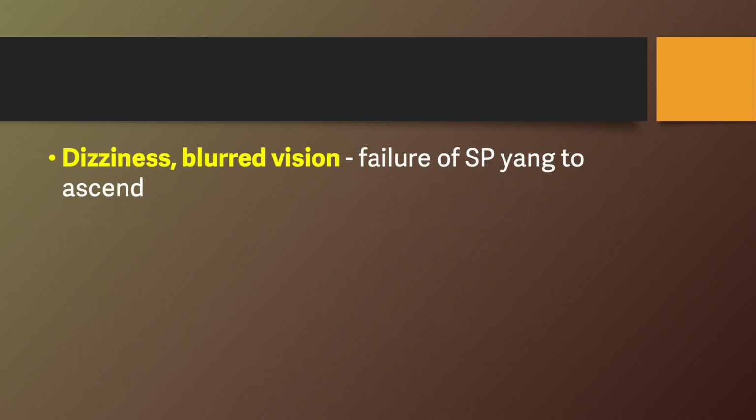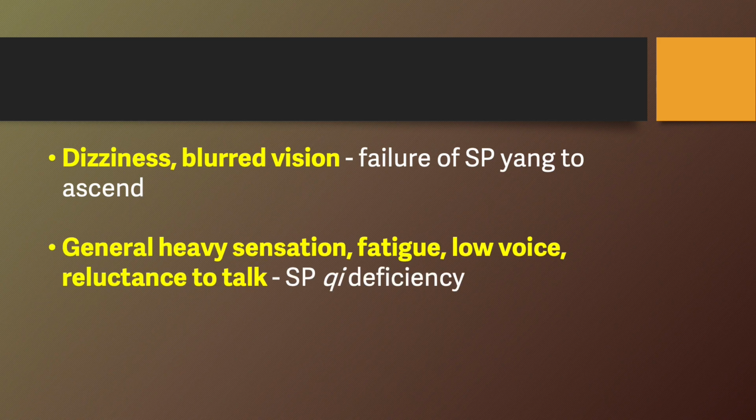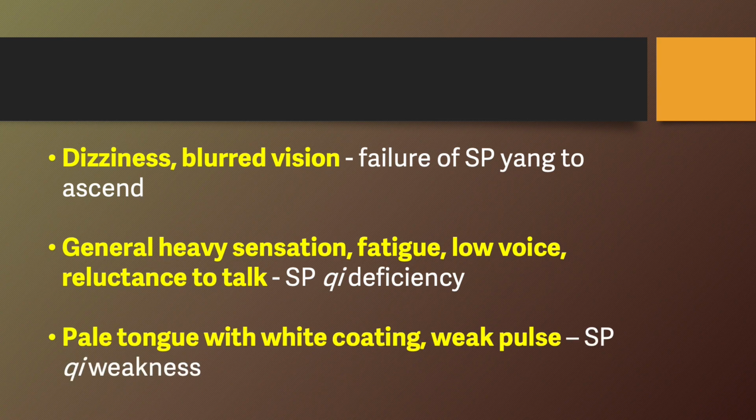Failure of spleen yang to ascend may cause dizziness and blurred vision. Spleen qi deficiency causes a general heavy sensation, fatigue, low voice, and reluctance to talk. A pale tongue with a white coating and a weak pulse are typical signs of spleen qi weakness.